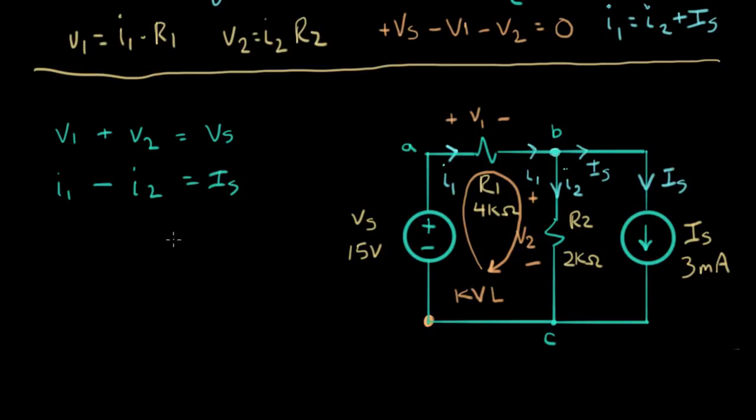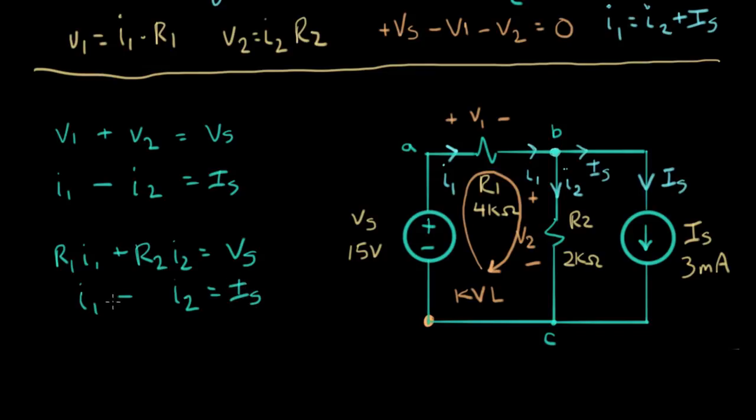And now I have 4 variables here, and I'm going to start doing substitutions based on these expressions up here. These are my Ohm's law expressions. So we're going to use those to substitute for the voltages, and we're going to solve the whole thing in terms of currents. So the first equation becomes R1I1 plus R2I2 equals Vs. Second equation stays the same, I1 minus I2 equals Is.